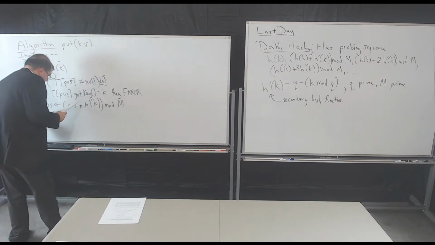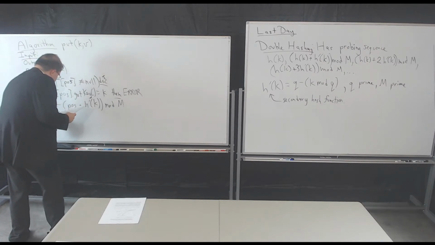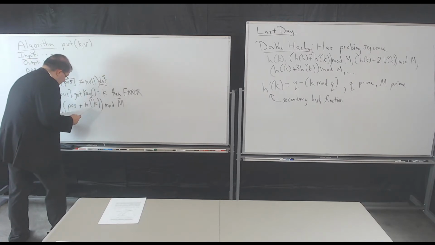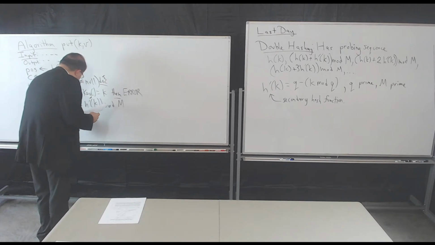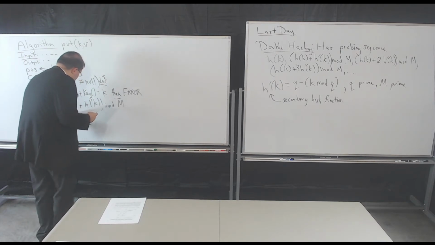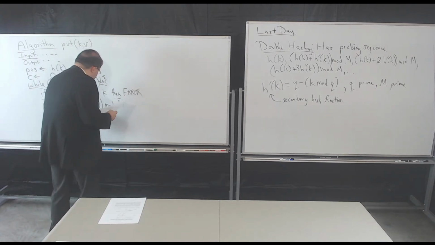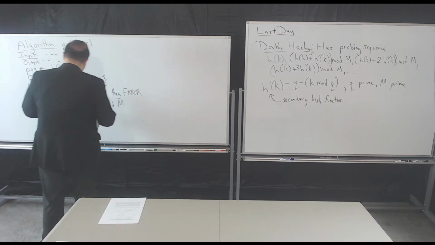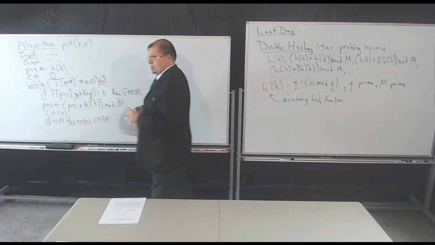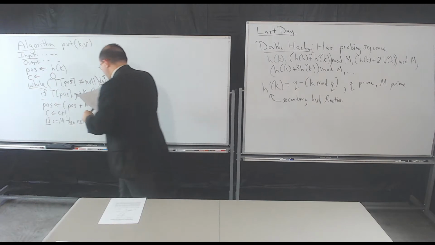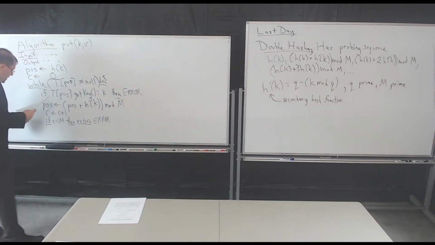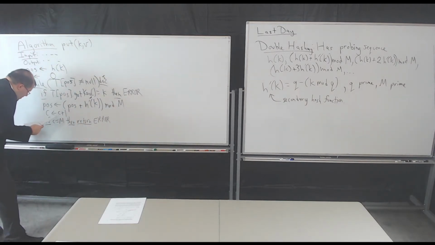And then I just have, if c is equal to m, then return error, right? Because I couldn't insert it properly, correct? Okay. We end the while loop, and then I just simply perform the insertion.